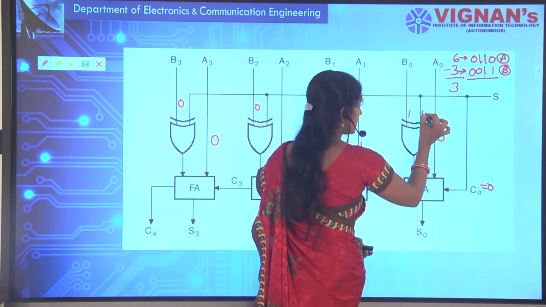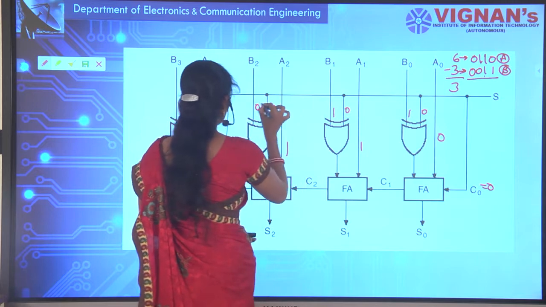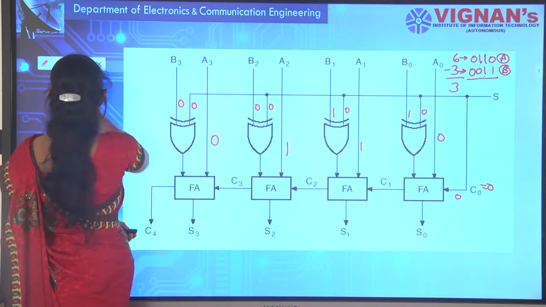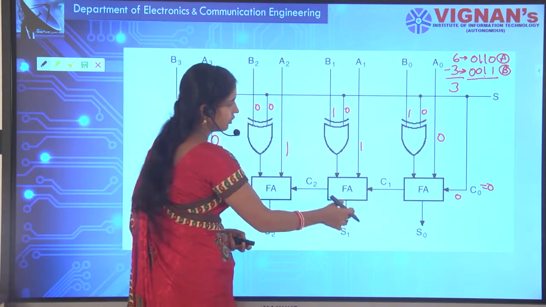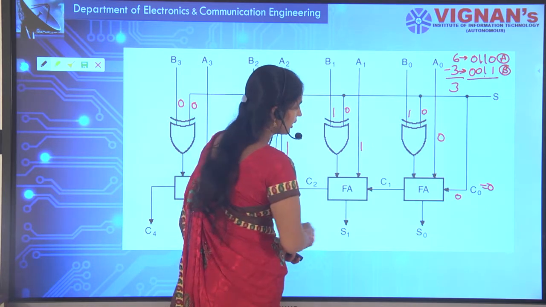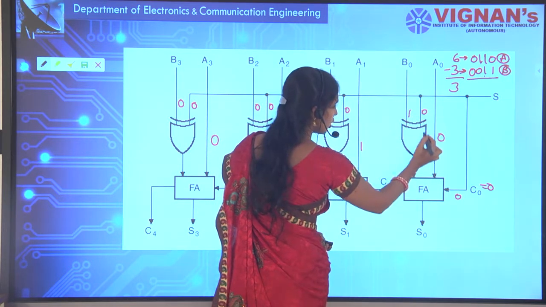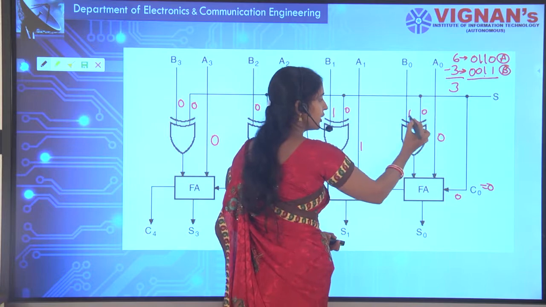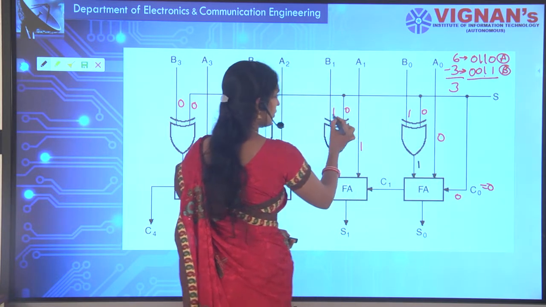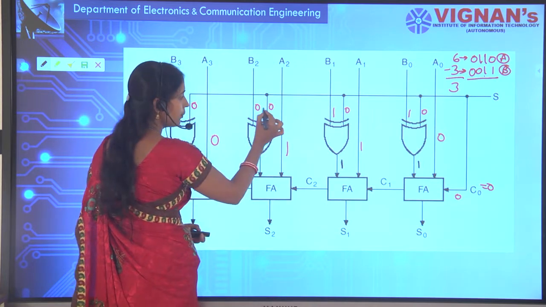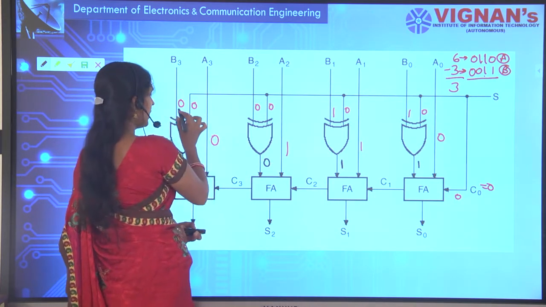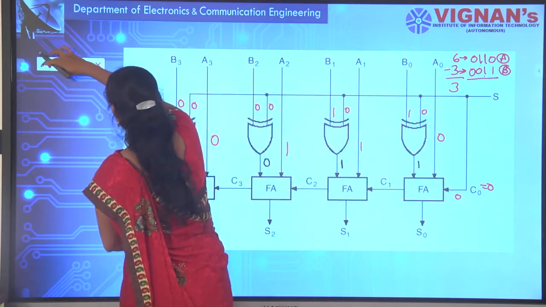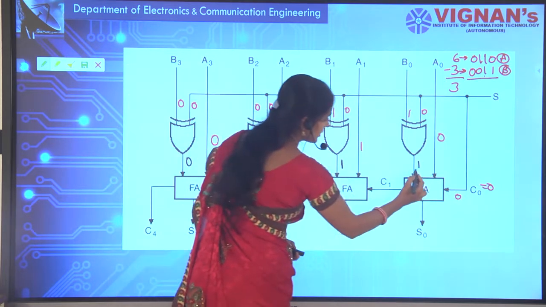So you will be getting 0 here. See, all the inputs I am representing with 0. Now what will be the outputs of your full adder? See here, it is an XOR: as you know, in an XOR gate, different inputs give output 1, and the same inputs give output 0. So now consider this full adder.